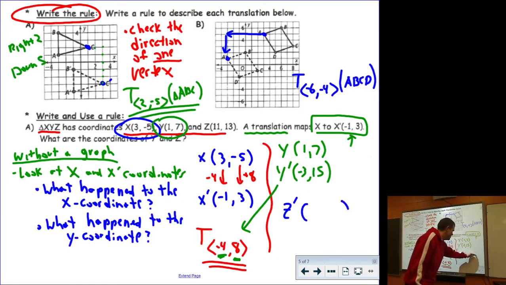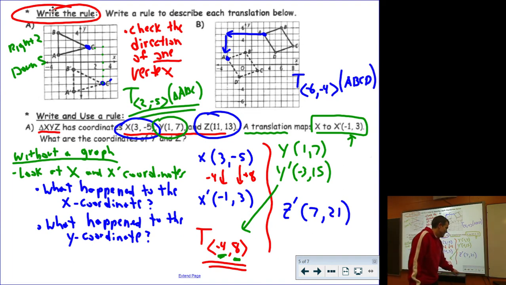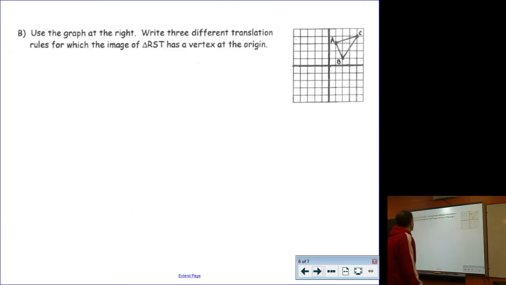Where would z prime end up? All right, look at z. Where would z prime end up? Did you get 7 and 21? Hopefully. All right, just 1 or 2 more things.